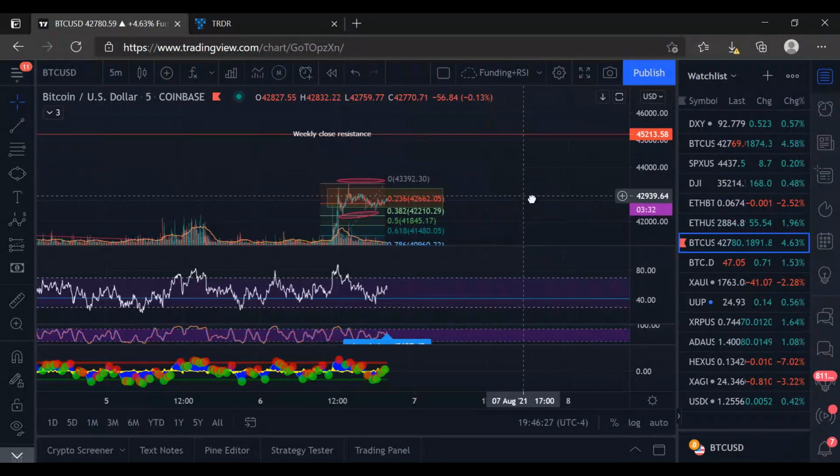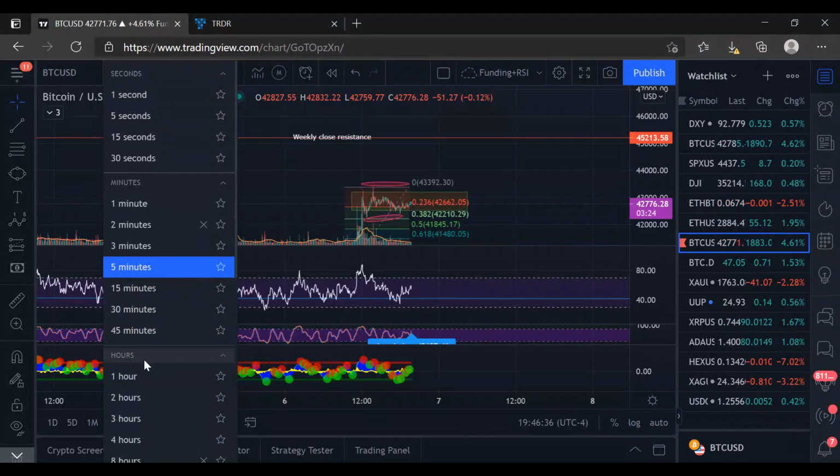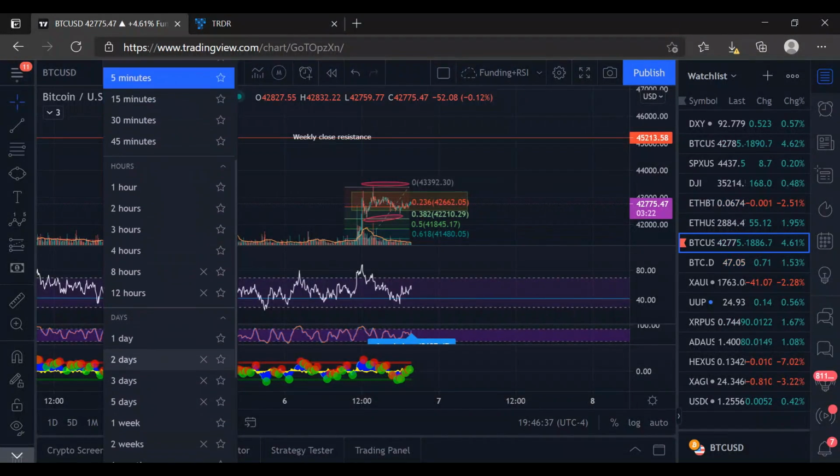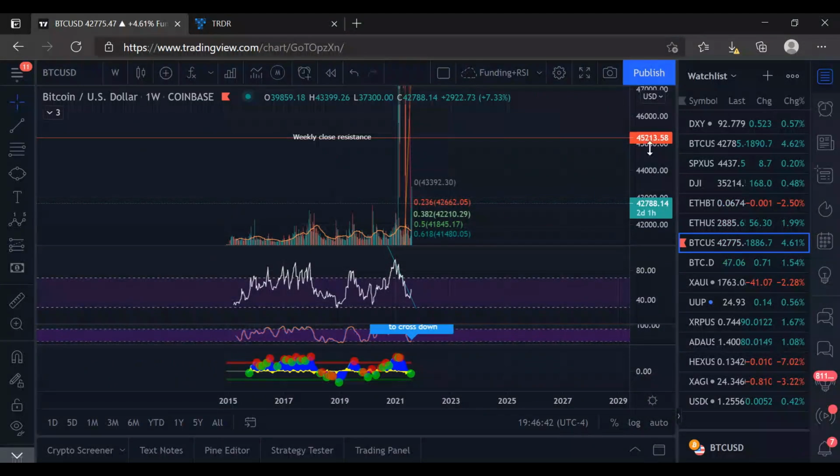We have the weekly close resistance that I was looking at. I've been looking at that for the past month or so, maybe 2 months. Go to the weekly here. Show you what I'm talking about. Zoom out.